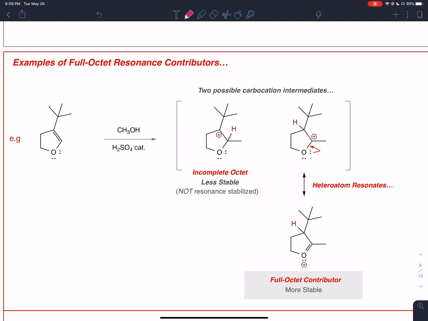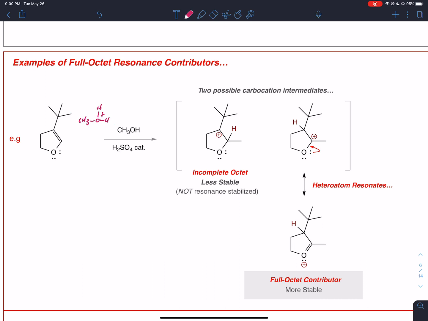Hi everyone, let's go over an example of generating a carbocation that can be resonance stabilized by a heteroatom and form a full octet contributor. So here's our context. We have this compound possessing an alkene functional group and we are going to react it with methanol and catalytic acid. What's going to happen is the methanol can be protonated by the sulfuric acid. So the methanol takes a proton from sulfuric acid to become protonated methanol.